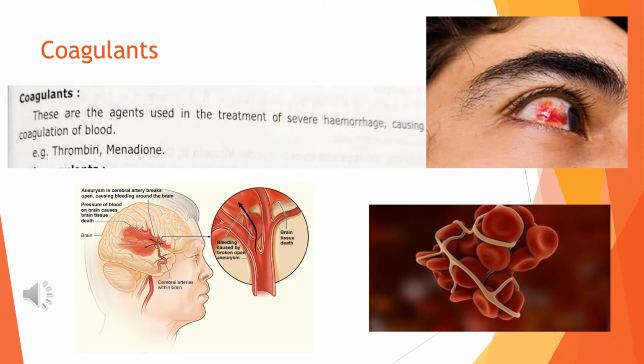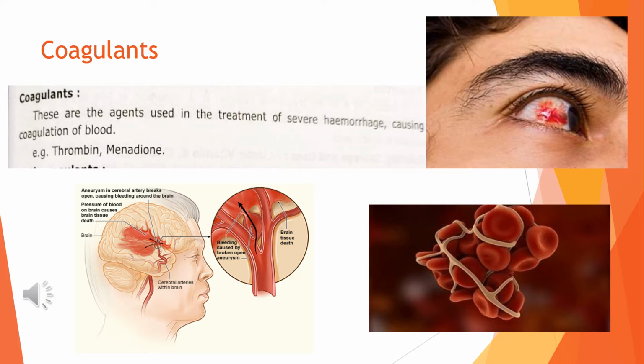Coagulants. Coagulants are the agents used in the treatment of severe hemorrhage causing coagulation of blood. Examples of coagulants are thrombin and menadione. So these are the 2 examples of coagulants.